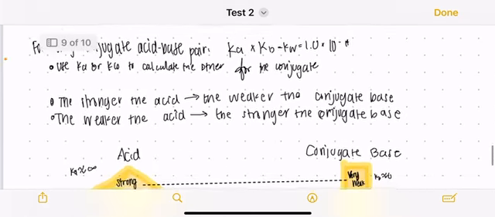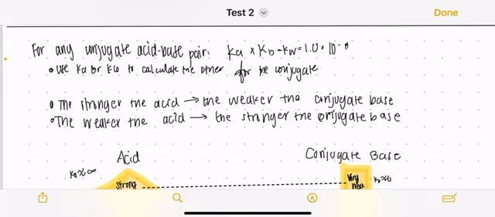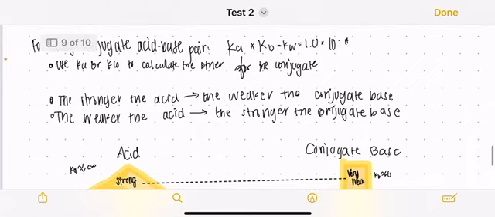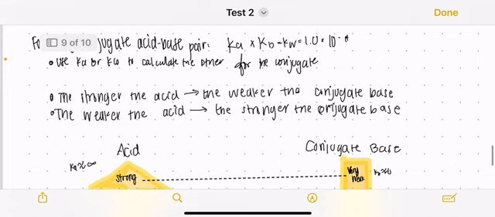For any conjugate acid-base pair, Ka times Kb is equal to Kw, which is equal to 1 times 10 to the power of negative 14. You can use Ka or Kb to calculate the other for the conjugate. For instance, if Ka of an acid is known, then you can calculate the Kb for the conjugate base.